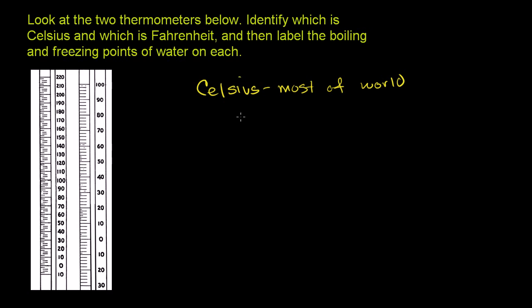Celsius scale, 0 degrees is freezing of water at standard temperature and pressure, and 100 degrees is the boiling point of water at standard temperature and pressure.